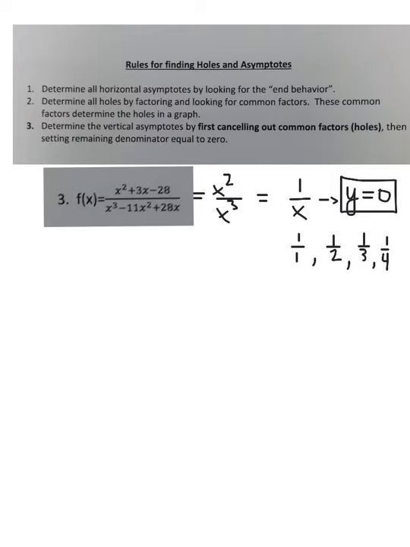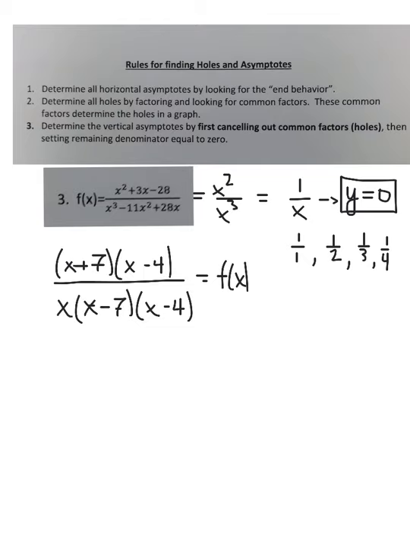So if we want to do holes, remember that we have to look for common factors. So I need to factor out number 3. And then this is what I would get if I factor that out. Okay, so holes, common factors. So I see that I have x minus 4. So then if I want a hole, or find my hole, I should say, I would take that common factor and set it equal to 0. So my hole here is at x equals 4.